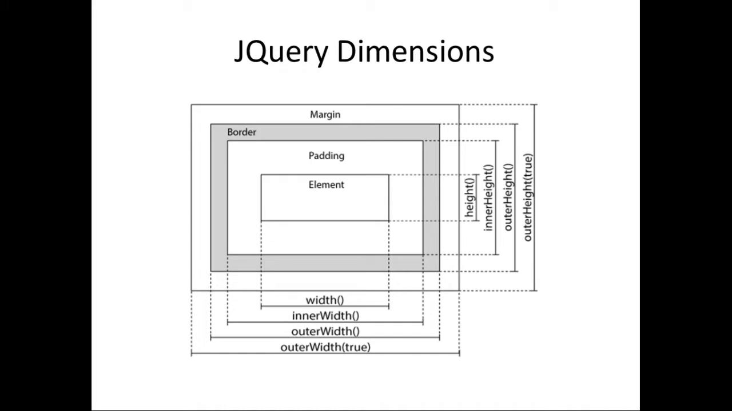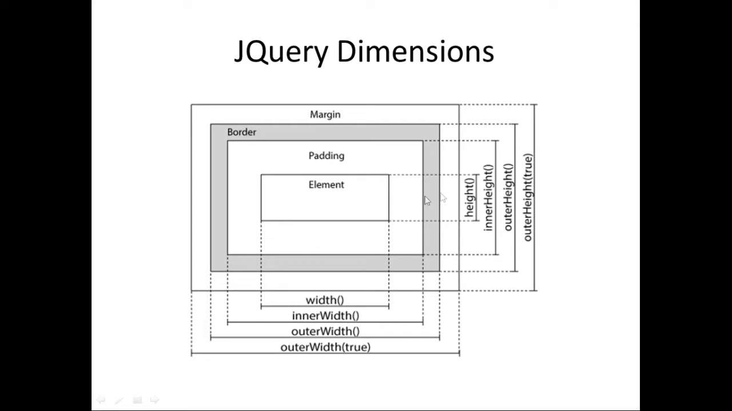Here we can see the box model, and the element. That's the width of the element itself. The innerWidth means the width of the element plus the padding. The outerWidth is the width of the element plus the padding plus the size of the border. The outerWidth with true includes the margin, and the same is true with height.